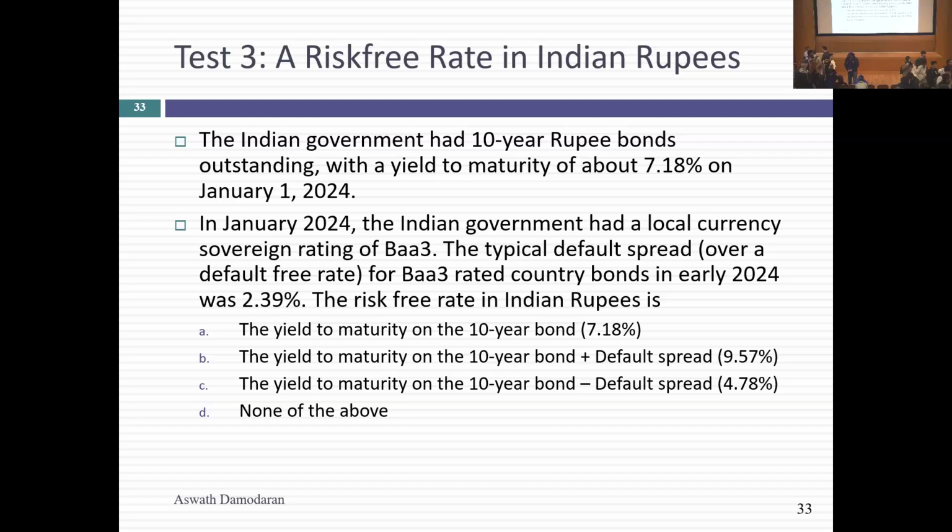UK 10 years ago had a AAA rating. I used to use the gilt rate as my British pound risk-free rate. Today I have to subtract out a spread because the UK is now AA. And France is the same thing, if they had their own currency. Anytime a country falls away from the AAA, it doesn't mean you can't estimate a risk-free rate, but you've got this added step.